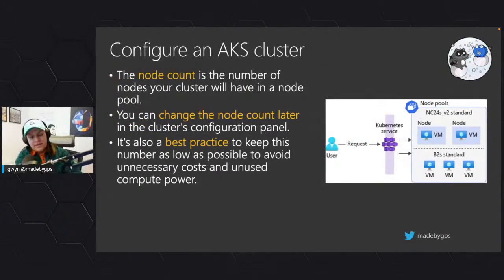Continuing with configuring an AKS cluster is the node count. The node count is the number of nodes your cluster will have in a node pool. Pretty straightforward. And then you can change the node count later in the cluster's configuration panel. But do keep in mind that it's best practice to keep this number as low as possible to avoid unnecessary costs and unused compute power. On the right side, we have a diagram showing it looks like we have 2 node pools. We've got NC24S v2 standard node pool with that type, and then it looks like we have B2S standard and the other one. So I'm assuming that the top one would be our control plane and the bottom one would be our worker nodes or something like that.